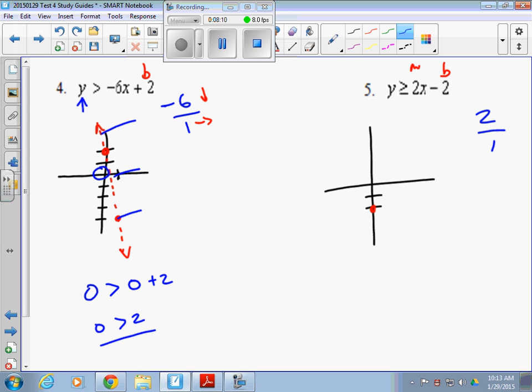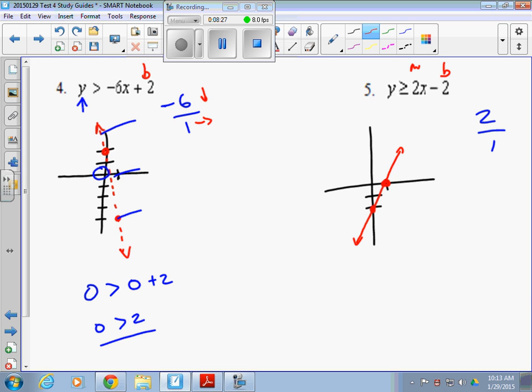That means go up 2 and to the right 1. So up 2 and to the right 1. Second point's going to go right there. It says greater than or equal to. Solid line through those 2. Remember, that's the determinant if it's solid or dashed.